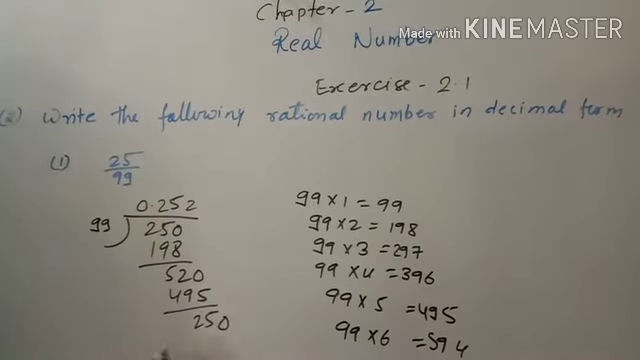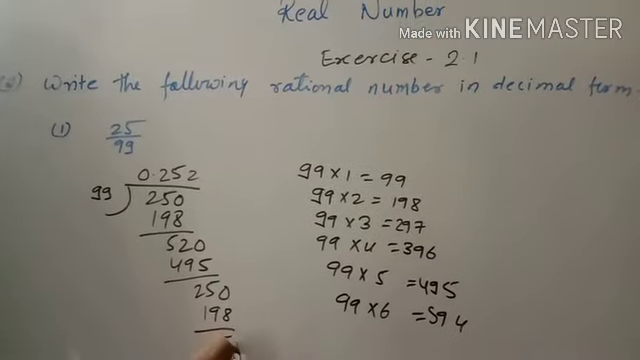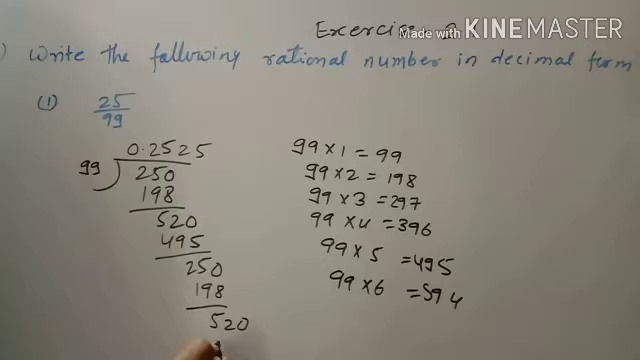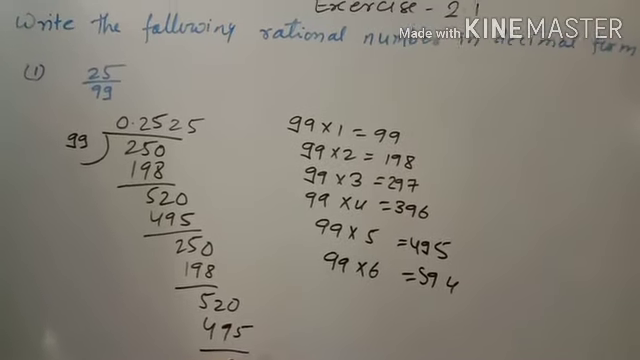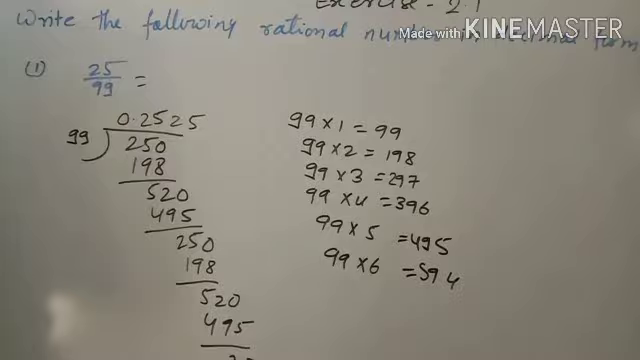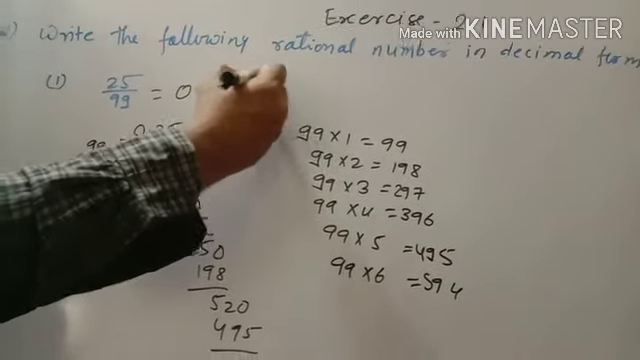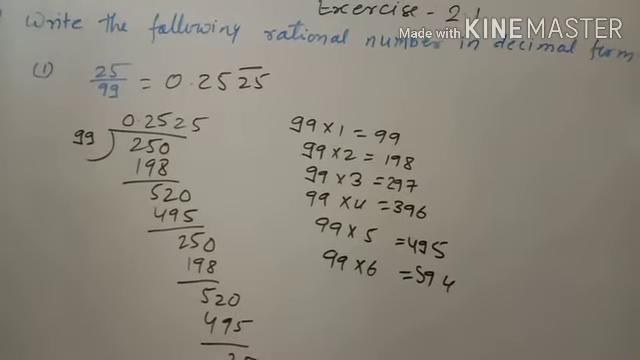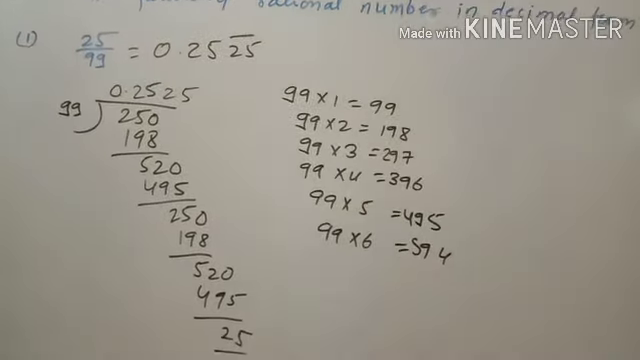We will go 2 times, 99 198. Again it is 520. Again we will go 5 times. Again it's 495. Again we receive 25 as a remainder. So it's repeating. We write 0.2525. 25 is repeated. Therefore it is recurring. The answer for 25 upon 99 is 0.2525 recurring.